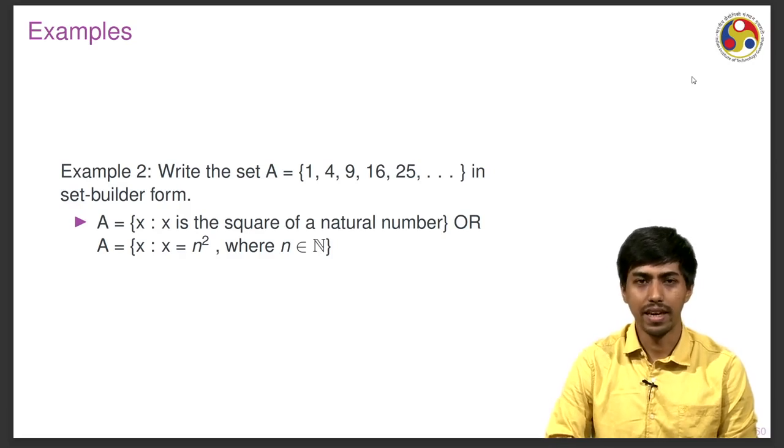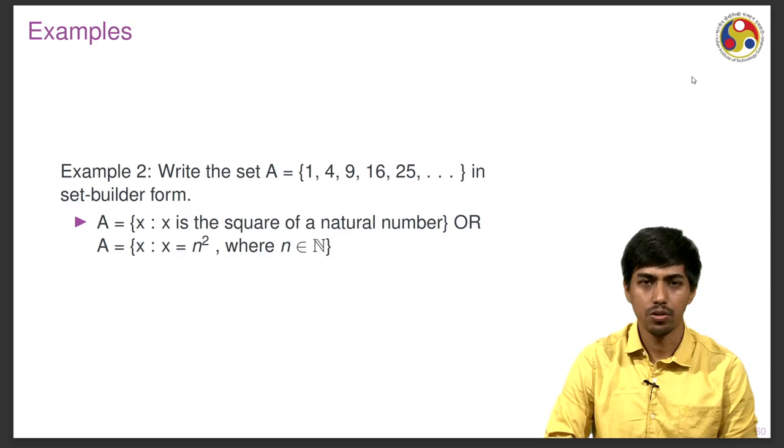And you can clearly see that this is true, because if you look at the roster form, these are all the squares of natural numbers, which satisfy this property, right? So x is equal to n squared, or x is the square of a natural number. So this way we can write it in the set builder form.